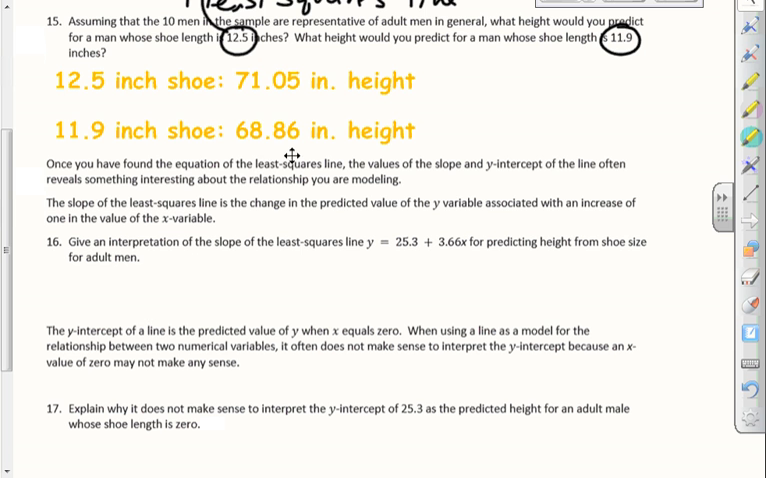So once you have the equation of the least squares line, the value of the slope and y-intercept often reveals something about the relationship that we're trying to model. The slope of the least squares line is the change in the predicted value of the y variable associated with an increase of 1, remember, it's a unit rate, in the value of the x variable. So what's an interpretation for this equation for predicting height from shoe size? Write a response in the blank. Again, you could pause the video.